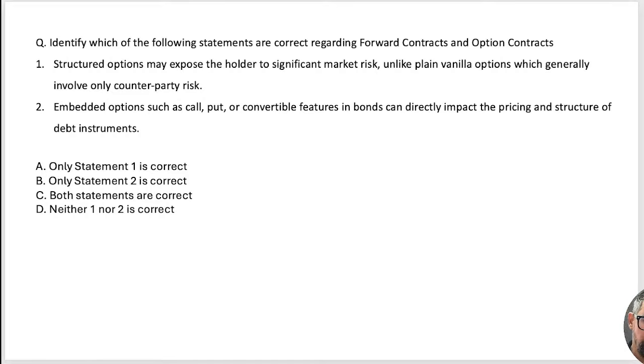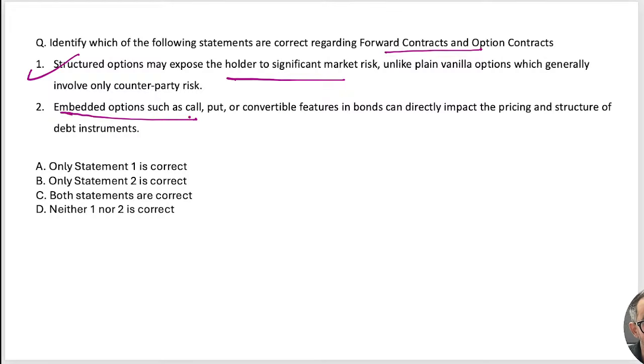So next one, forward contract and option contract. Structured options may expose the holder to significant market risk, unlike plain vanilla, which generally involves only counterparty risk. So structured means which is linked with multiple terms and conditions. Plain vanilla is predefined buying and selling, which is only linked with counterparty risk.